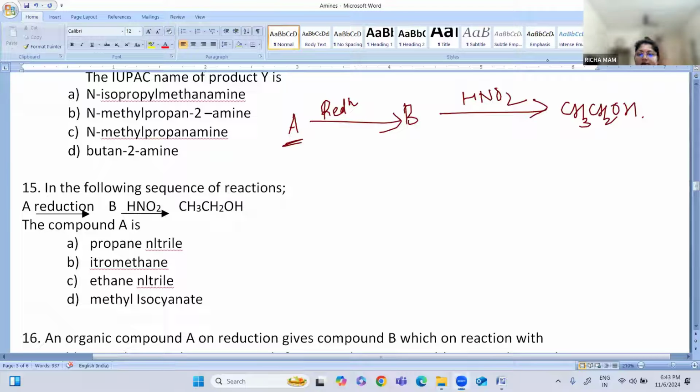Now here again, when you are doing such reactions, you have to understand the role of the reagents. For reduction, what are we going to use? Tin HCl, which is the best reducing agent. So we can use tin HCl here. Now, if you want to do reduction, what should be present in our starting compound?